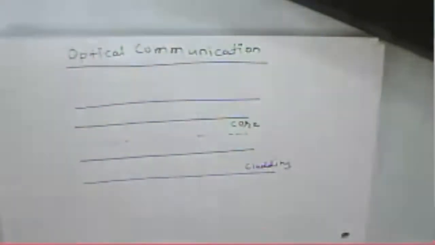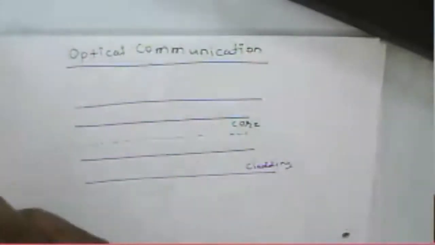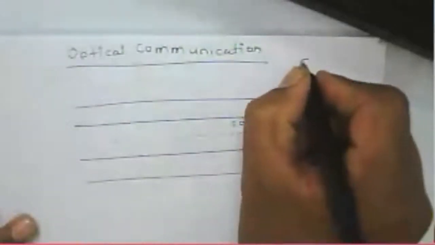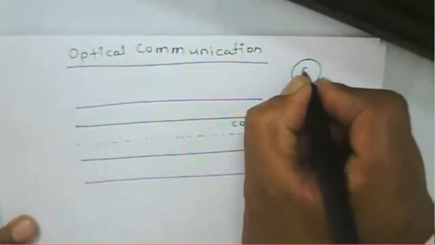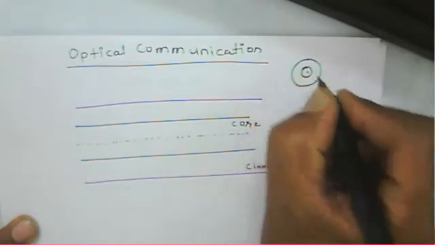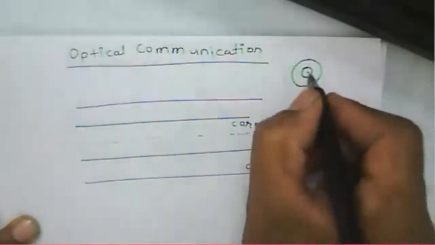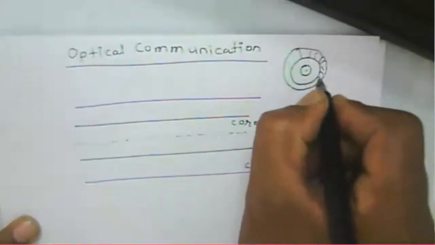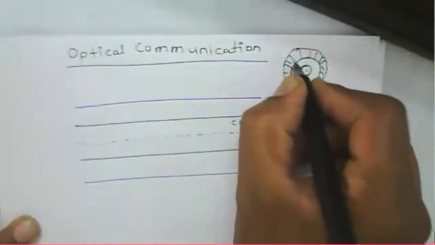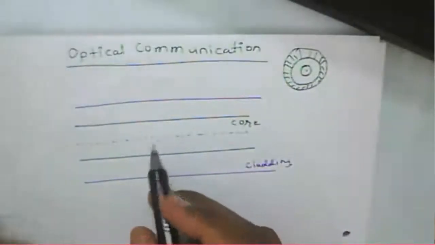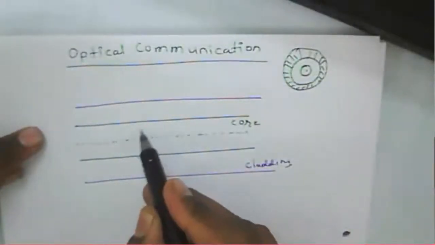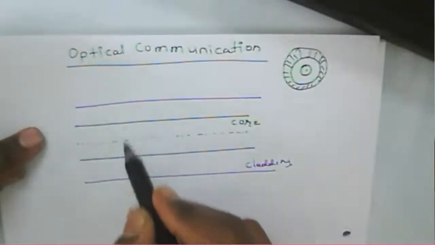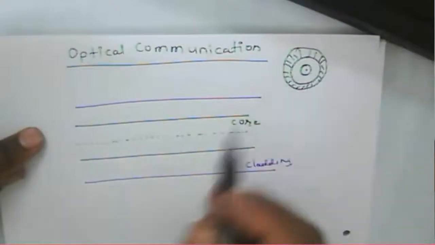So now we say a core, the optical fiber core. If you draw a diagram of an optical fiber, it will look like this. This is nothing but the core of an optical fiber, the center of the fiber. This is the cladding, and the outer layer we can say is the jacket. Right now we do not consider the jacket. This is the core, and this is the cladding layer.